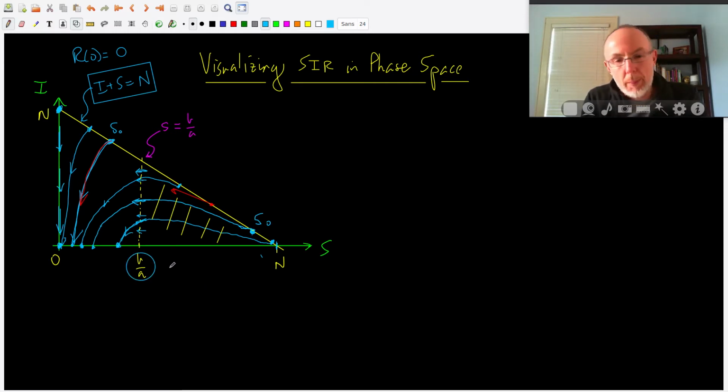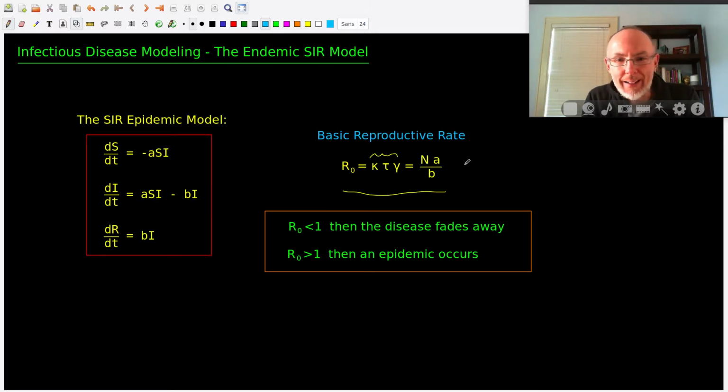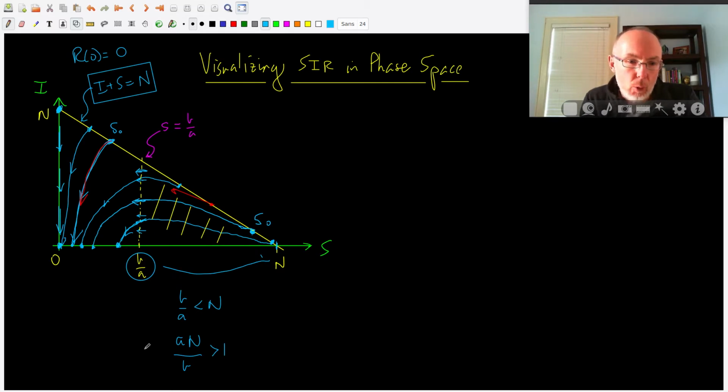I didn't talk about it at the time, but I've drawn this specifically so that B over A is less than N. I could rearrange that, putting the A on one side and the B on the other, and say that AN is bigger than B. But if you remember, AN divided by B is our R0. So this picture assumes that R0 is bigger than 1, precisely because of where I put the threshold.